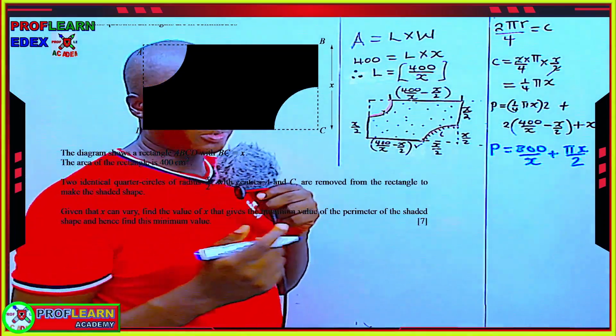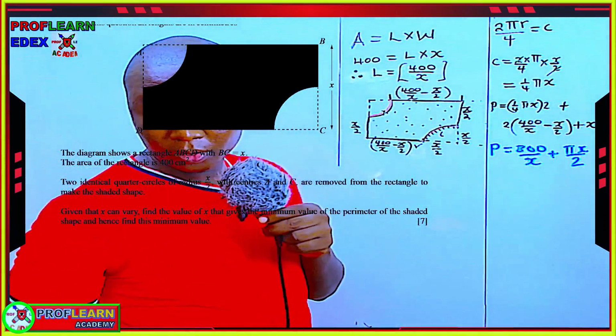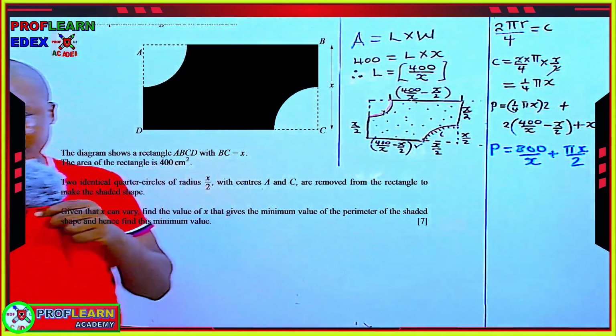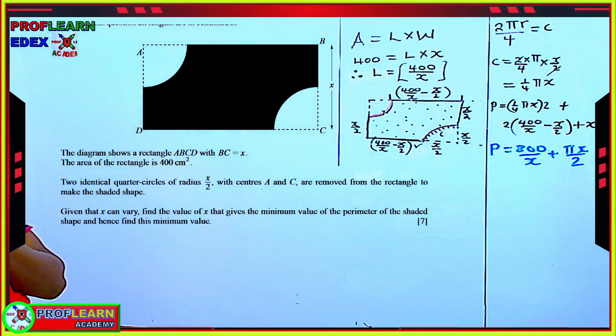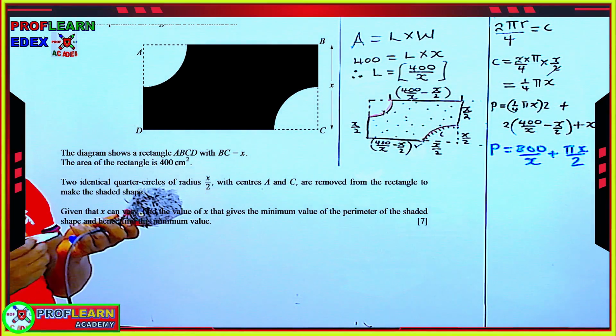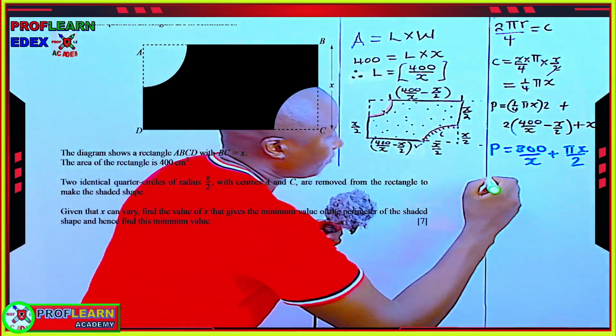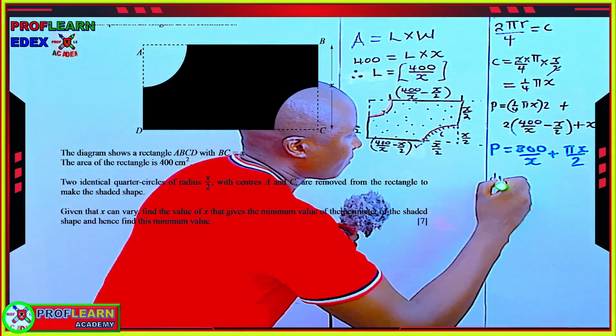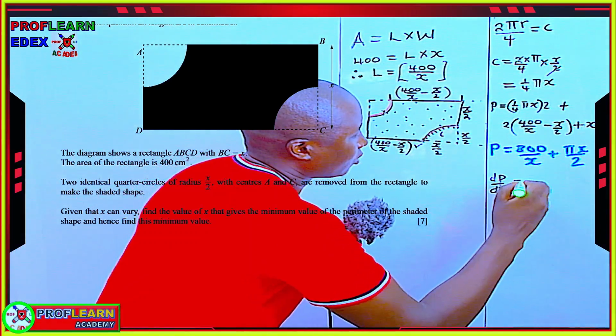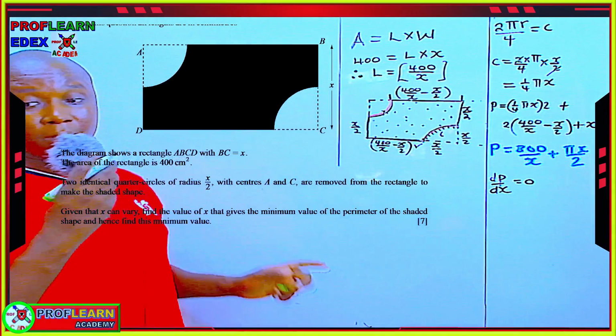Then remember, we are told that we are supposed to work out, given that x can vary, the value of x that gives the minimum value of the perimeter. We know at minimum dp/dx will be equal to 0 for the minimum value.